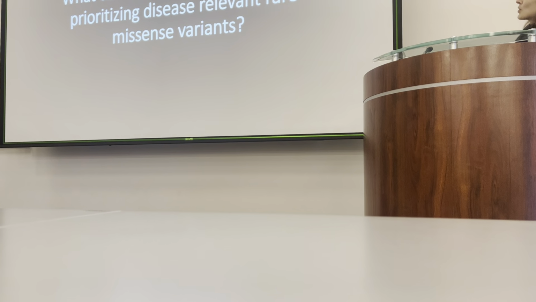Okay, so second aim of the project is what can chemoproteomics do for prioritizing disease-relevant rare missense variants? So there's a high burden of uncertainty in rare missense classification. There's, in everyone in this room, about 500 rare missense variants, and 1 to 2 are de novo, so that means never before seen in the population.